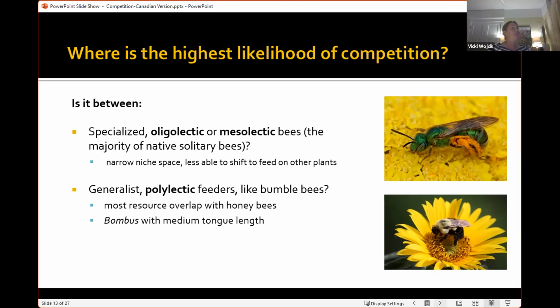Well, those species would be more susceptible because they have a narrow niche space and they are not able to shift. But then the flip side would be, well, maybe the polylectic feeders, which are the ones that feed on a large variety of different plants, would actually be the most susceptible to competition because they're the ones that would have the most complete overlap with honeybees. Honeybees are polylectic feeders. So an example would be that bumblebees, specifically ones with a medium tongue length, which behave very similarly to honeybees in terms of flower choice, would actually be the ones most susceptible to competition because all of the resources that they have are potentially shared with honeybees.